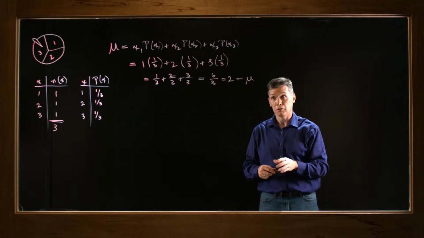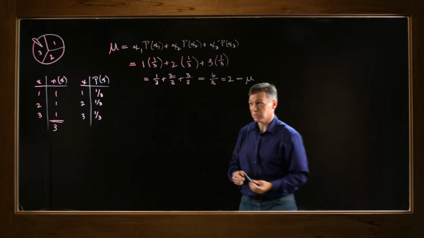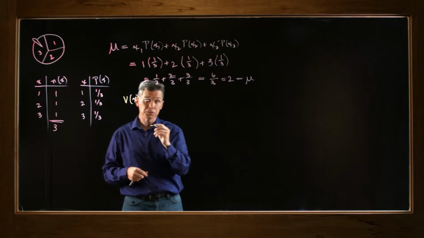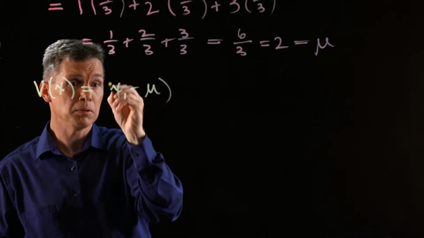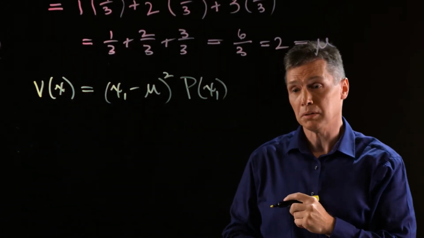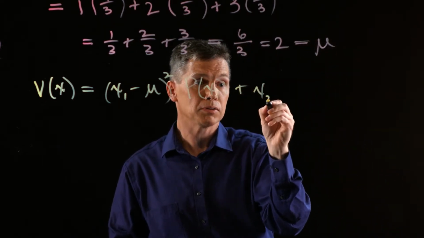Second part of part A is also to find the variance of this. So I again would start with the formula, V of x equals. The formula for variance is x1 minus mu, parentheses squared, times the probability of x sub 1 for each of the different values of x.